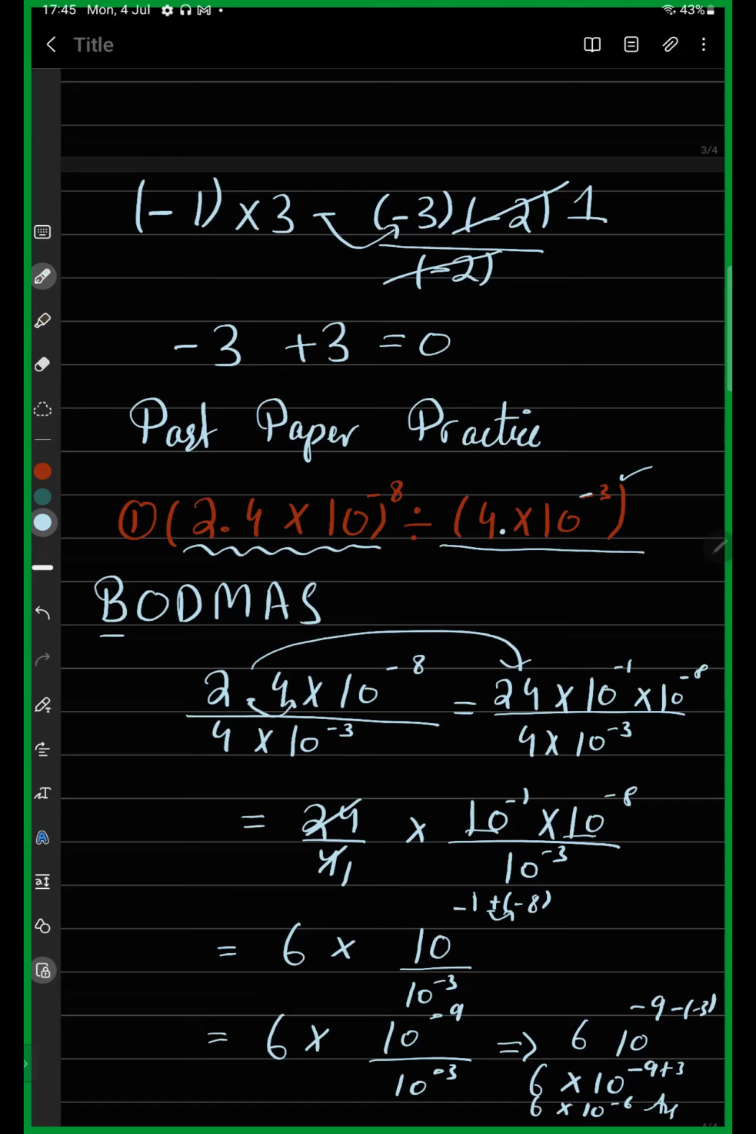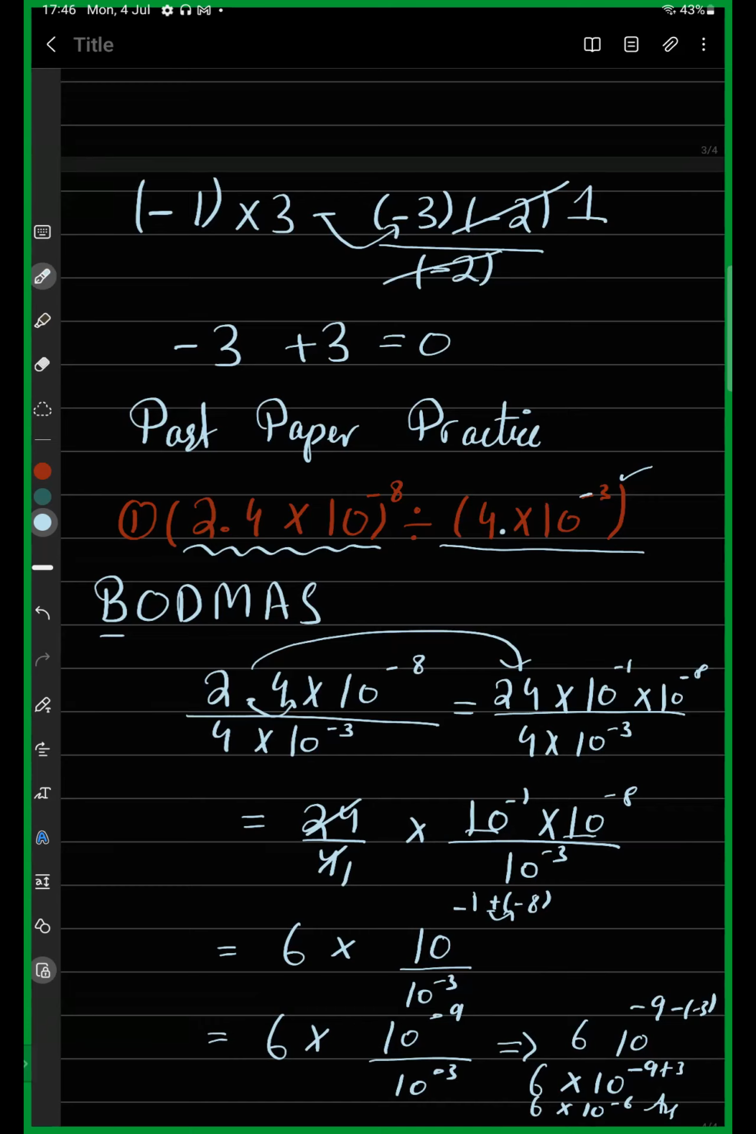All right. So this was basically the question. The question written in red. It was 2.4 multiplied by 10 power minus 8, and then we had a division sign, and then 4 multiplied by 10 power minus 3. Okay. Now you can clearly see that this question is basically coming from the standard forms. That is what we know.